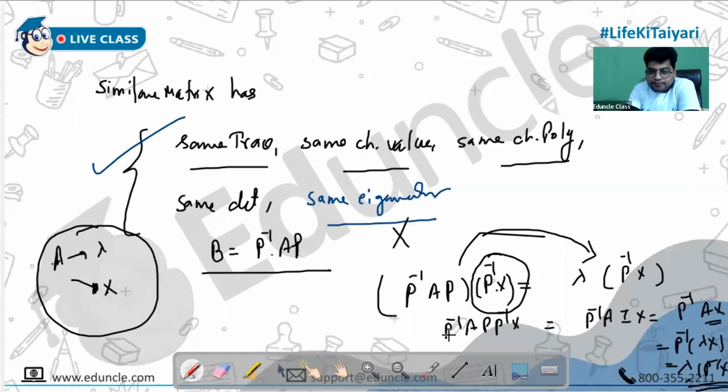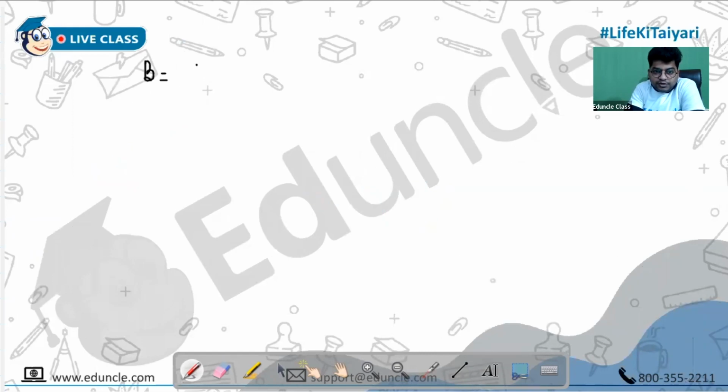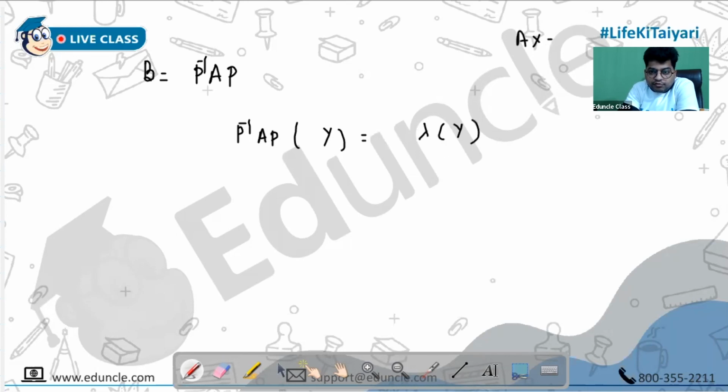Geometric multiplicity, see, if you have B is equal to P inverse AP. Okay. B is equal to P inverse AP. Then we are saying that P inverse AP of some y must be equal to lambda y, where Ax equal to lambda x, because A has eigenvalue lambda, and x is the eigenvector corresponding to lambda.